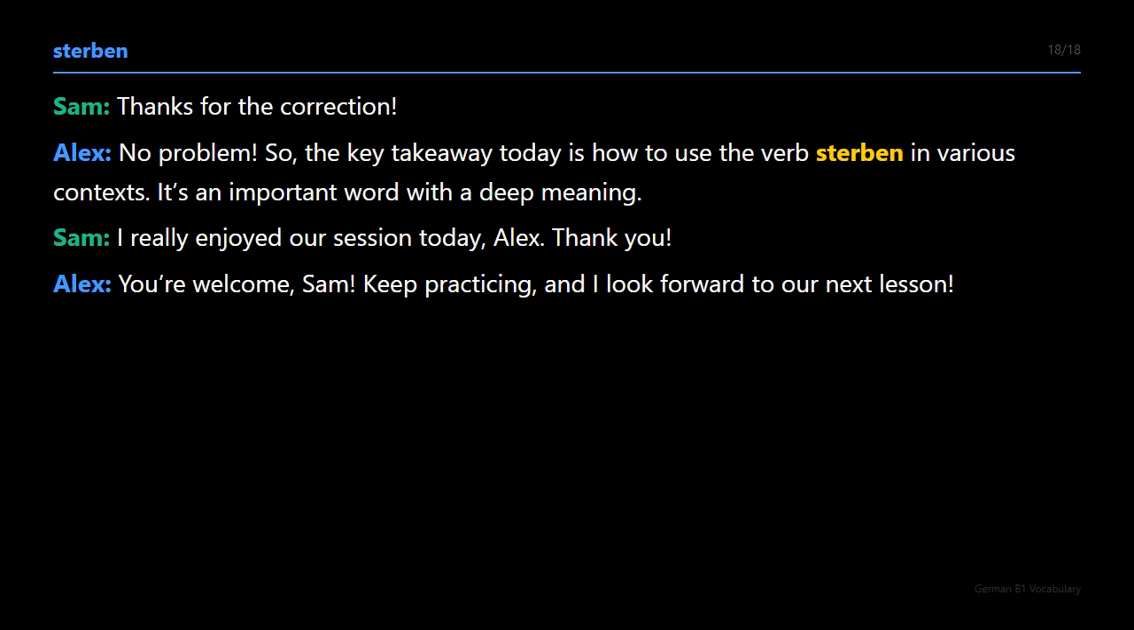So, the key takeaway today is how to use the verb sterben in various contexts. It's an important word with a deep meaning.